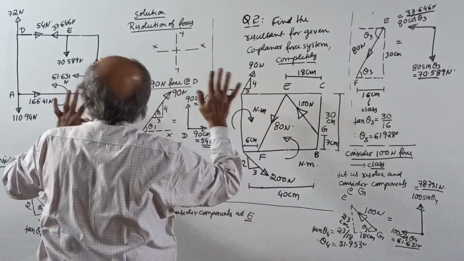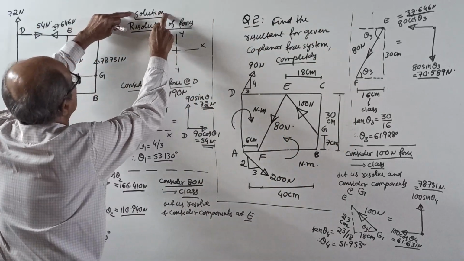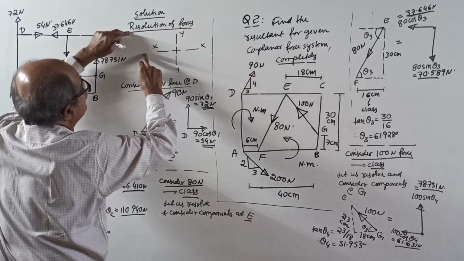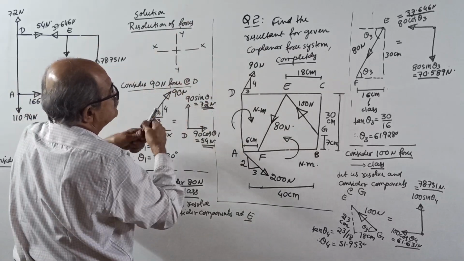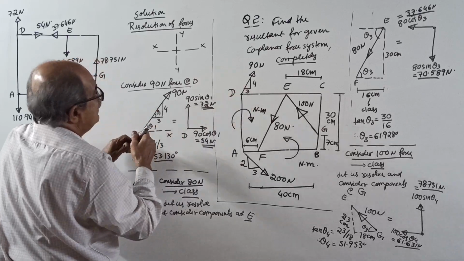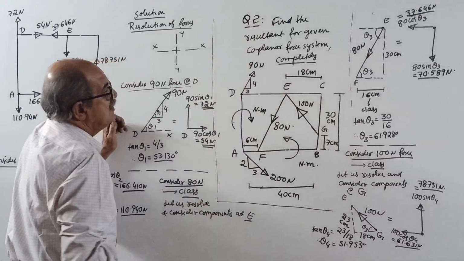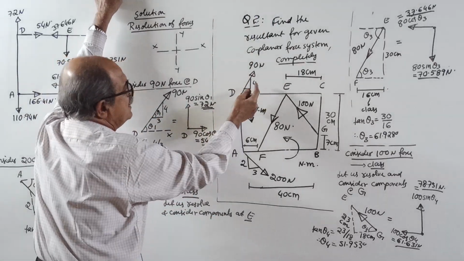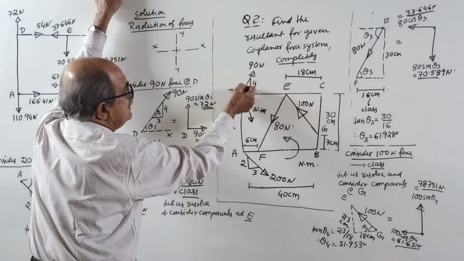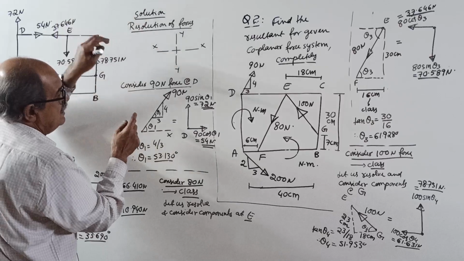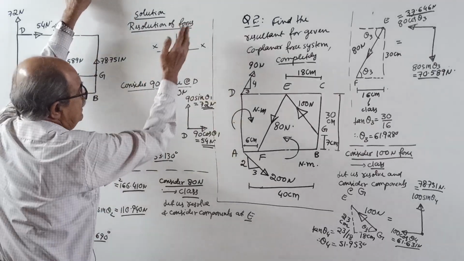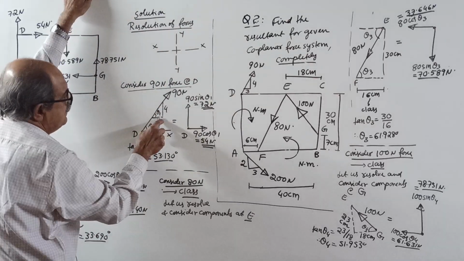Start. First step. Don't look here now. Solution. Resolution of forces. Sum of X, sum of Y, you write. Consider the 90 Newton force at D. See here, it is going this way. Angle is not given. 4 vertical, 3 horizontal is given. Now, consider the point D. See, 90 is this way. This is 4, this is 3.